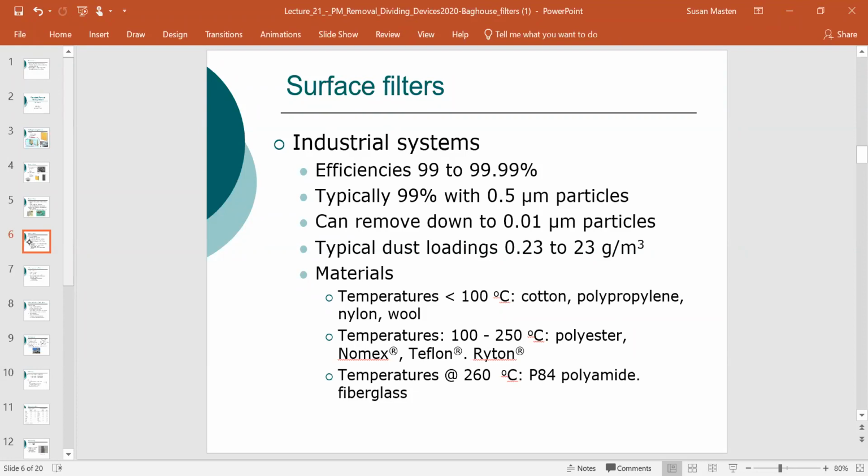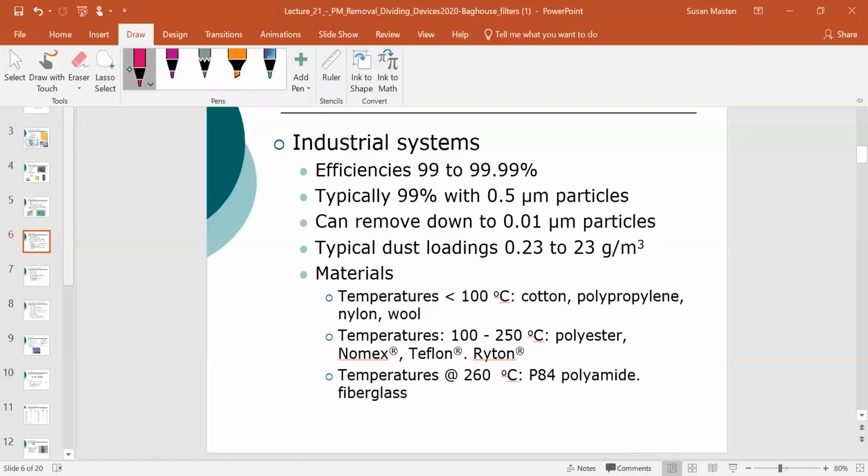Dust loadings are highly variable, from relatively low dust loadings of 0.2 grams per cubic meter up to 23 grams per cubic meter. So to give you an idea, when we talk about particulates in the atmosphere, we're talking about milligrams or micrograms per cubic meter. So you're talking about quite high dust loadings.